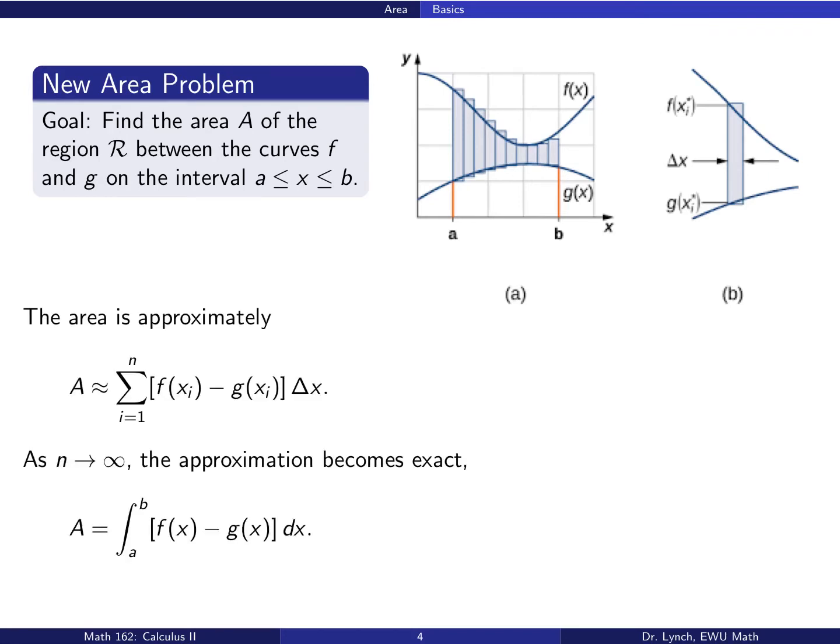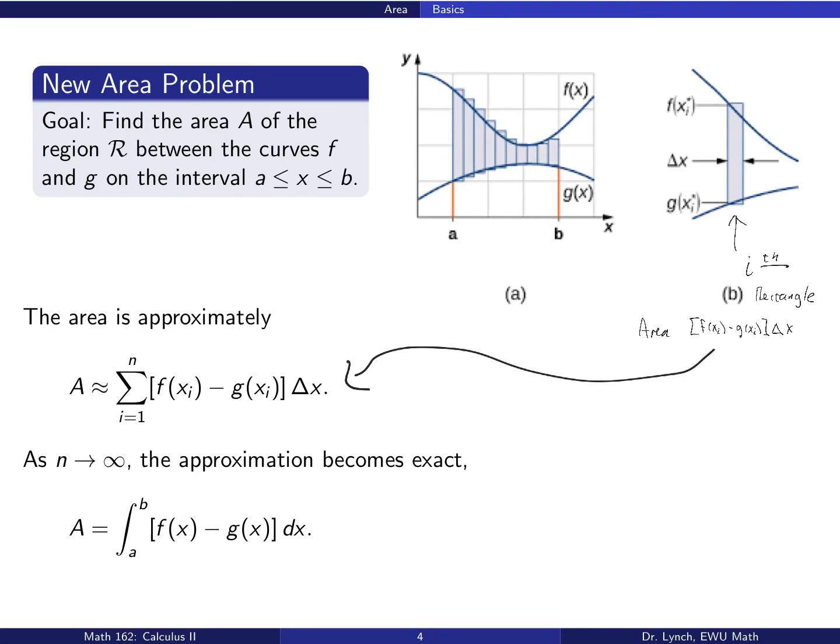So accordingly, the area is approximately the sum i equals 1 to n of f of x sub i minus g of x sub i delta x. So here we see the area of that ith rectangle, just the width times the height. The height is f minus g, evaluated at x sub i, and the width is delta x. Add up those n areas and let n go to infinity. As n goes to infinity, the sum becomes an integral from a to b. The x sub i's become x's, and the delta x becomes dx.